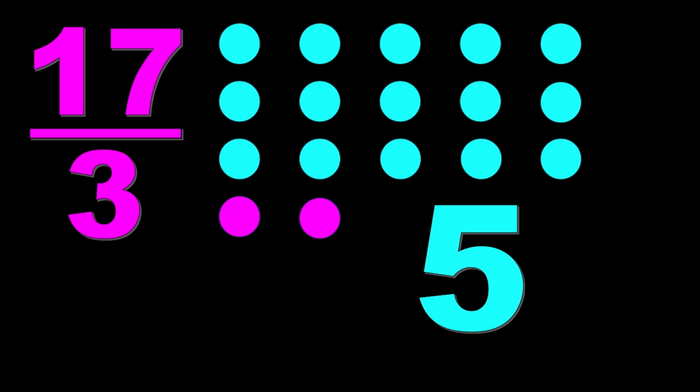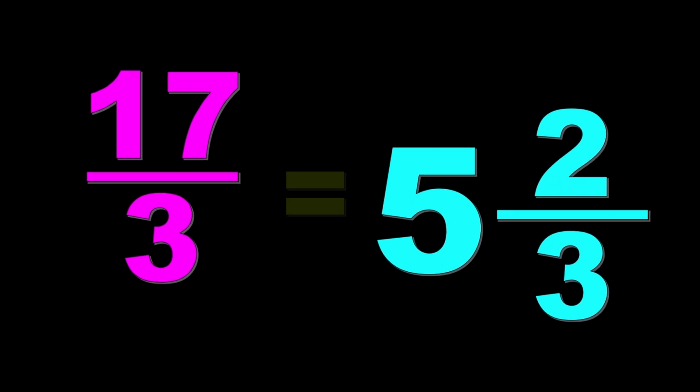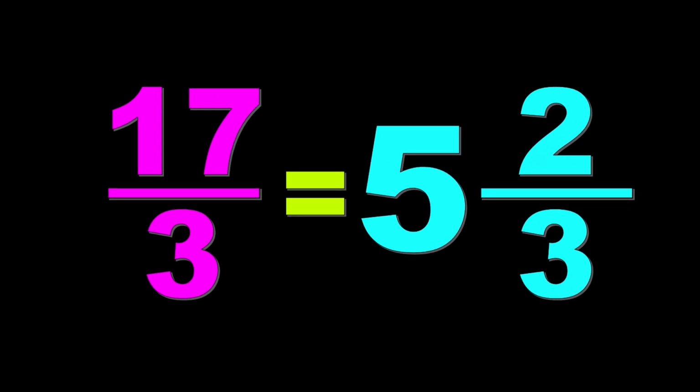What's my remainder? Well, you can see there's still 2 pink dots. And so I'm going to write 2 here, and the denominator on my improper fraction was 3, and so the denominator on my mixed number also is 3. And that's it. Super easy, 17 thirds is equal to 5 and 2 thirds.